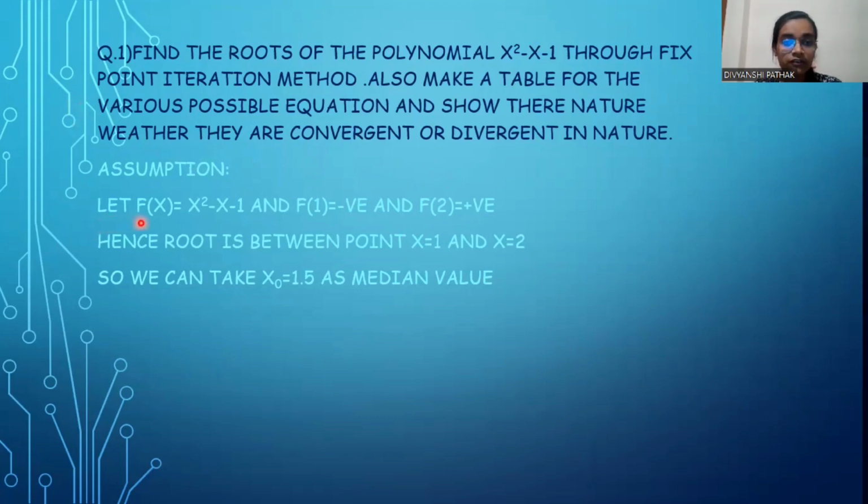So let the function f of x be x squared minus x minus 1, as given in the question. Now we will put 1 in the given function f of x. If we put 1 in x squared minus x minus 1, the result will be negative. And if we put 2 in the given function, the result will be positive. So our root will lie between 1 and 2. So we can take x naught equals 1.5, which is the median value of 1 and 2, for further calculation.